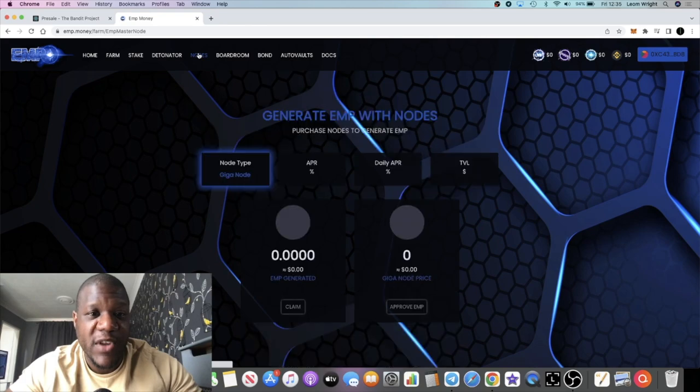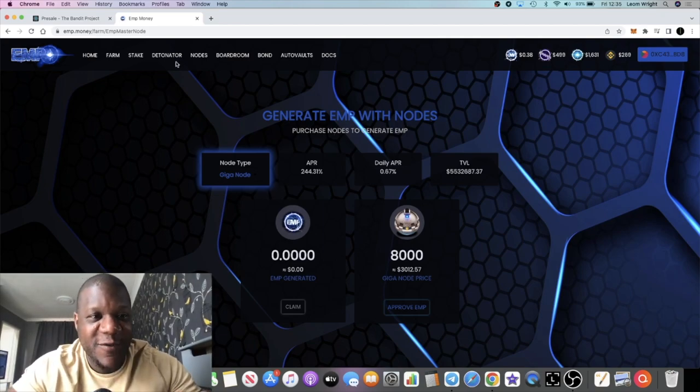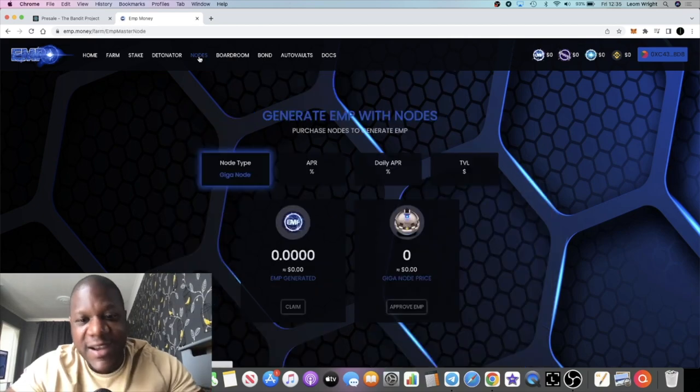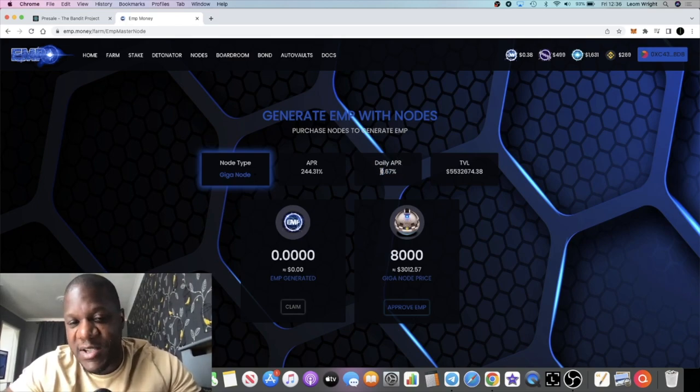All right, guys. They also have nodes. So you can claim your LP tokens from the detonator, and then you can swap your Ethereum into EMP, and then you could use that EMP to buy nodes and get 0.67% a day APR, which is higher than the rewards that you'll be paying out on detonator right now, and yield on top of yield using your EMP. All right, guys. Obviously, once you do that, your investment is sunk.